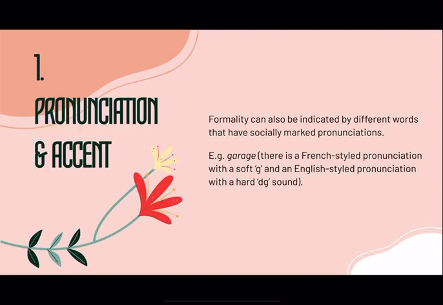Formality can also be indicated by different words that have socially marked pronunciation. Socially marked meaning we make judgments about the way that people say things. For example, we have the word garage. There's the French styled pronunciation with the soft G, and then we also have the English styled pronunciation which is a hard J sound. So we make judgments based on the way that people pronounce certain things.